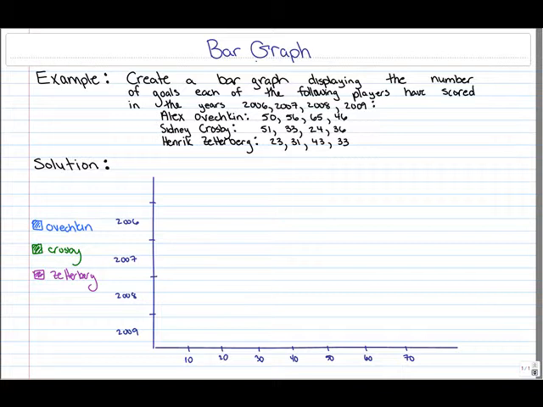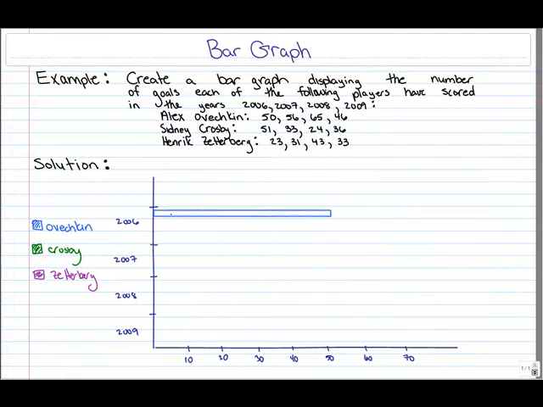In 2006, Alex Ovechkin scored 50 goals, whereas Sidney Crosby scored 51 goals, and Henrik Zetterberg scored 23 goals. So we're going to plot this on our bar graph. Let's start with Ovechkin, and so Ovechkin scores 50 goals in that year of 2006. So we're going to create a light blue bar within the year 2006 for Ovechkin. That's going to go right up to 50 to represent 50 goals.